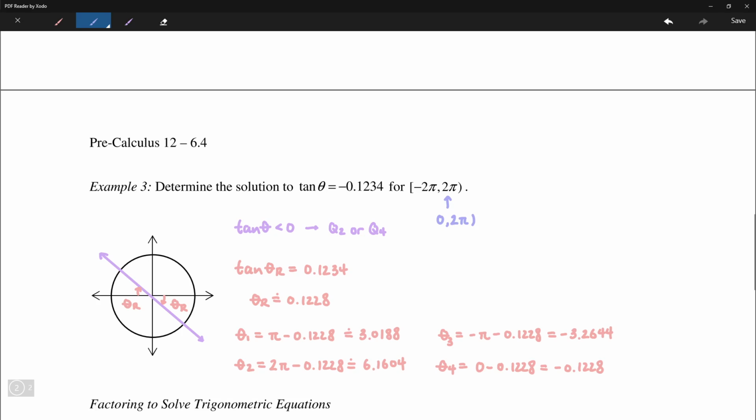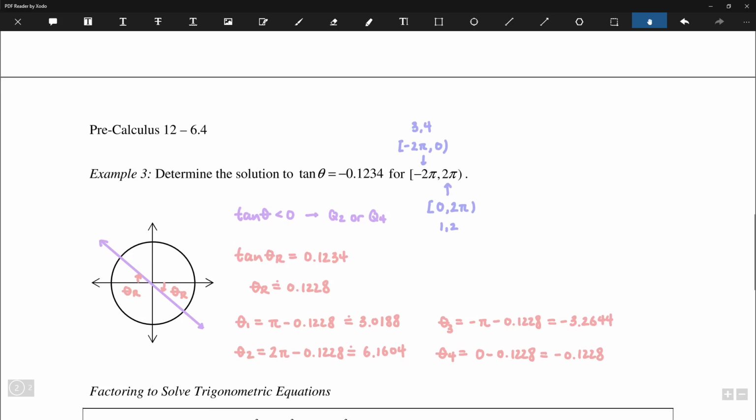Which makes sense if there are two solutions going from 0 to 2 pi, and those are angles 1 and 2. There should also be two solutions going from negative 2 pi to 0. So answers 3 and 4 are with this first part here, and then answers 1 and 2 are with the second part. Okay, and of course we expect theta 3 and 4 to be negative because it's somewhere between negative 2 pi and 0. Okay, next part.